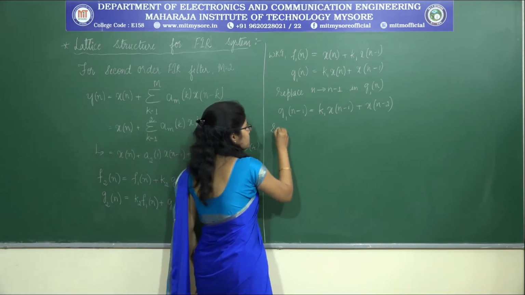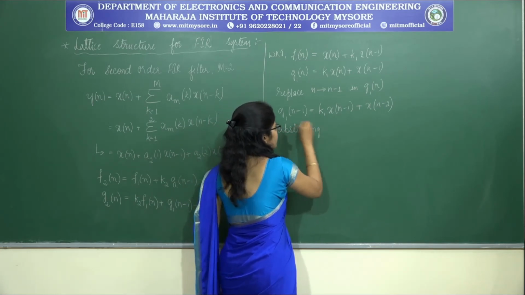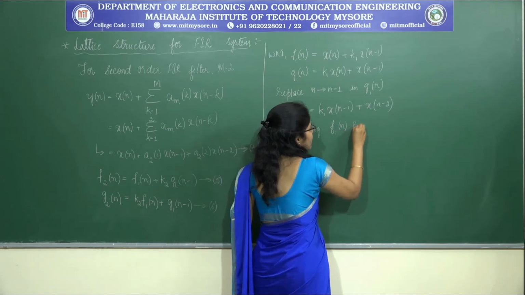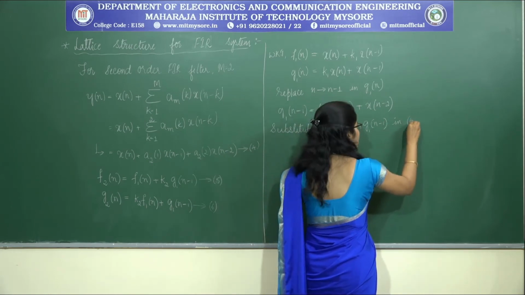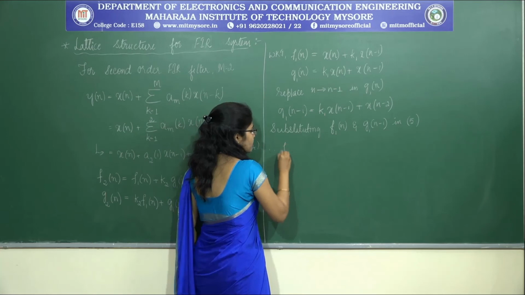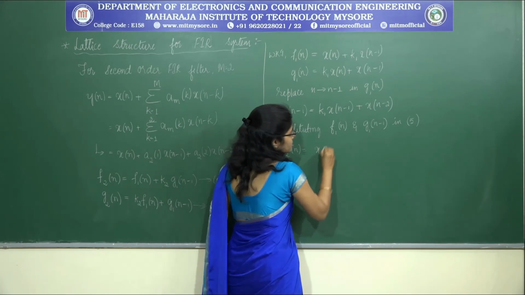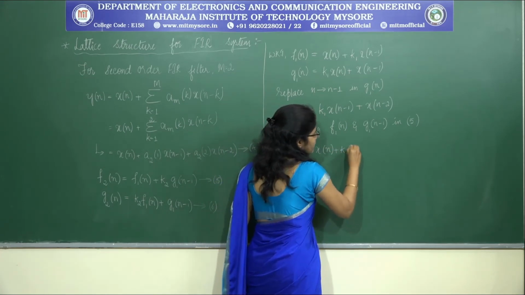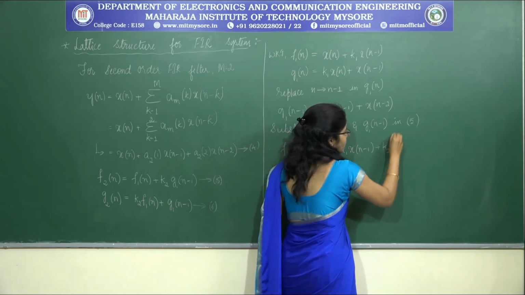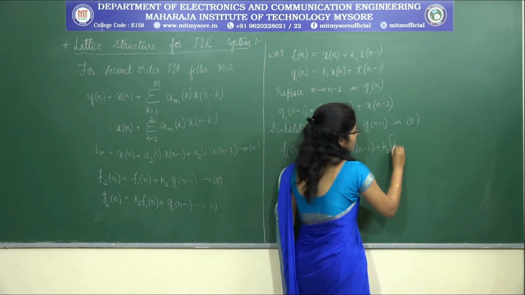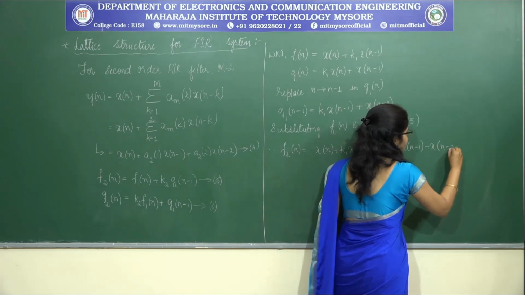Substituting f1 of n and g1 of n minus 1 in which equation? In equation 5. Therefore, f2 of n will be equal to, what is f1 of n? It is x of n plus k1 into x of n minus 1, plus k2 into, what is g1 of n minus 1? It is k1 x of n minus 1 plus x of n minus 2.